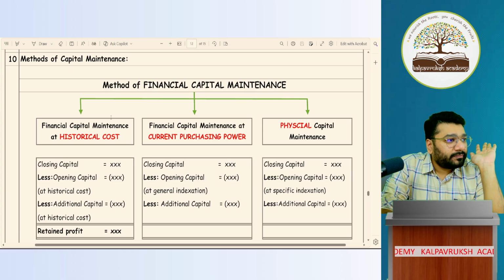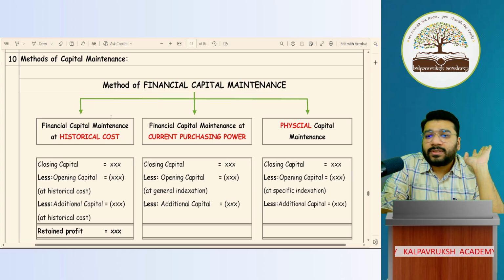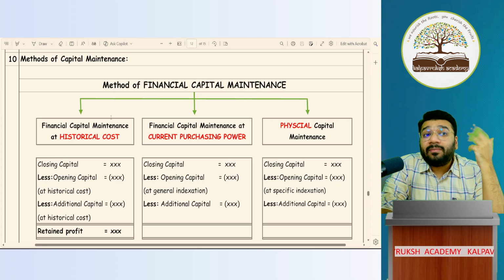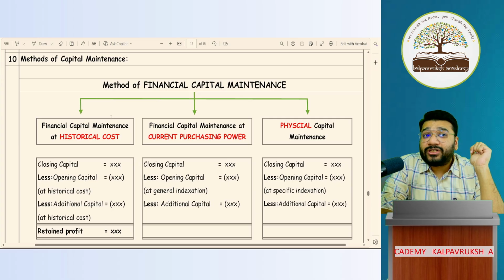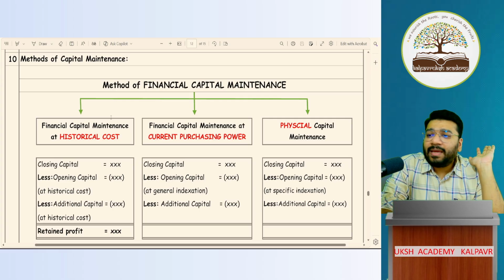This much we saw. Now I have 2 more concepts to discuss. One is the method of maintaining capital, that is method of capital maintenance. And second, whatever the elements of the financial statement are there, how do we measure them? That we have to discuss. If I discuss these 2 concepts, we are done with the chapter. Am I loud and clear?